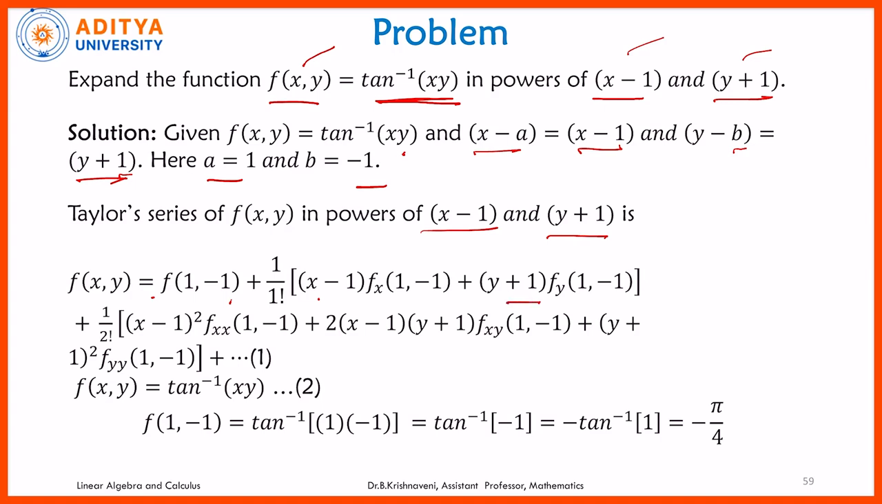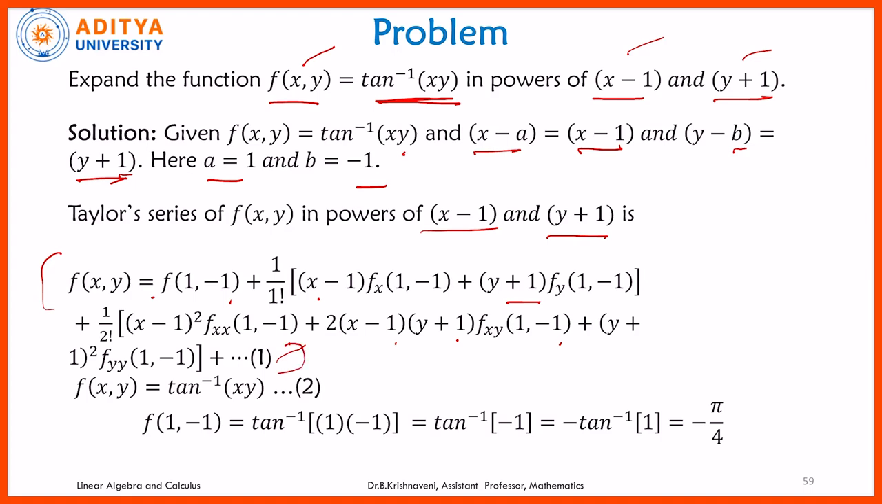into fy(a, b). On taking a, b values, which gives (x − 1) into fx(1, −1) plus (y + 1) into fy(1, −1) plus 1 by 2 factorial into (x − 1) whole square fxx(1, −1) plus 2 into (x − 1) into (y + 1) fxy(1, −1) plus (y + 1) whole square into fyy(1, −1) plus so on. Let it be equation number 1. So now again, this is the Taylor series for the given function.